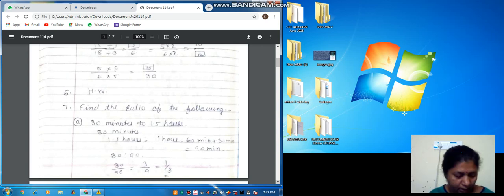Get it? Now next, 98 to 63. These are so easy examples. 98 and 63 should be divisible by 7. So divide 98 and 63 by 7. Next, 33 kilometer and 121 kilometer. Both are multiples of 11. So you can divide 33 and 121 by 11. 11 3s are 33 and 11 11s are 121.